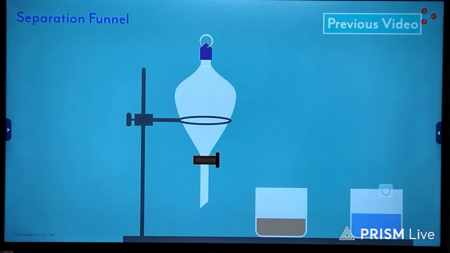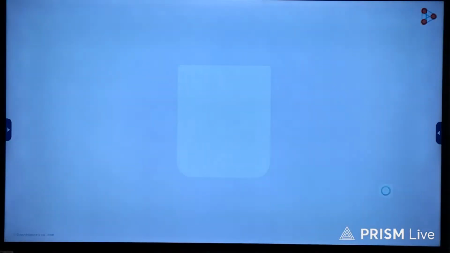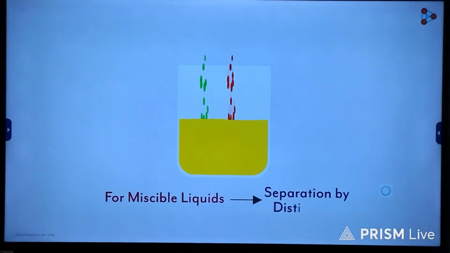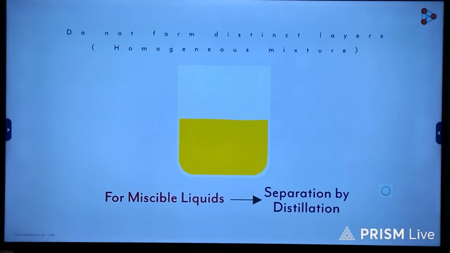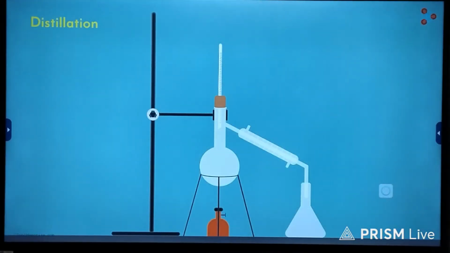We use the process of separation to separate two immiscible liquids. These are liquids that do not form a homogeneous mixture when mixed together. And to separate two miscible liquids, we use the process of distillation, which we will see in this video. Miscible liquids are liquids that, when mixed together, do not form distinct layers. What happens in this process? For that, we must first see the apparatus.